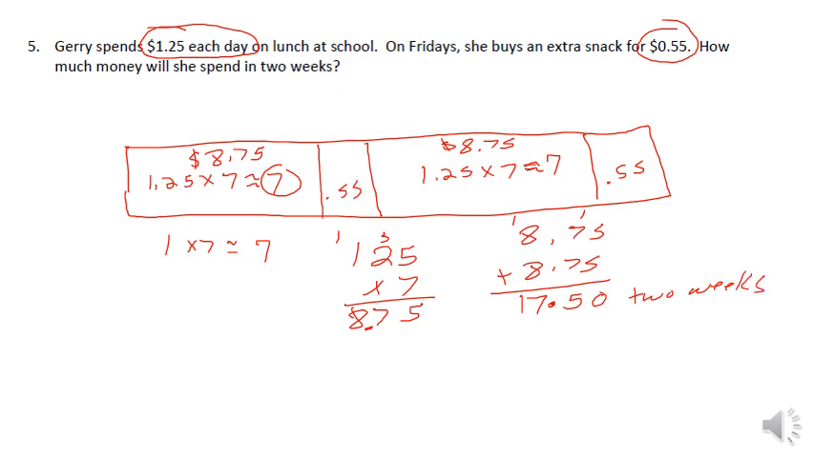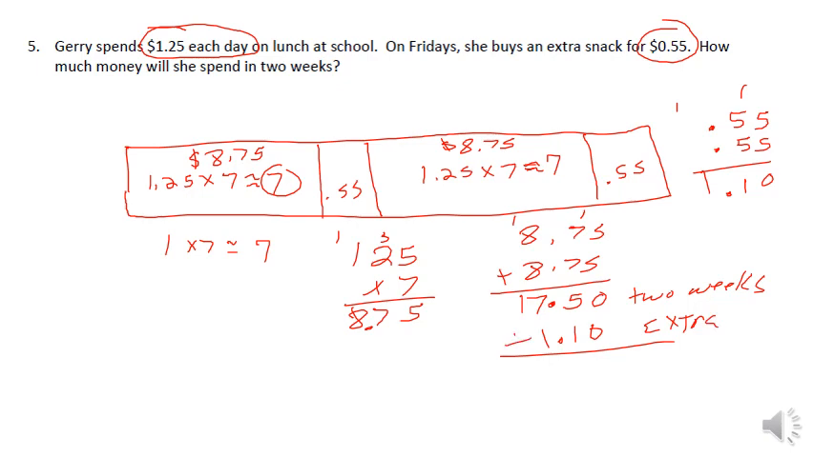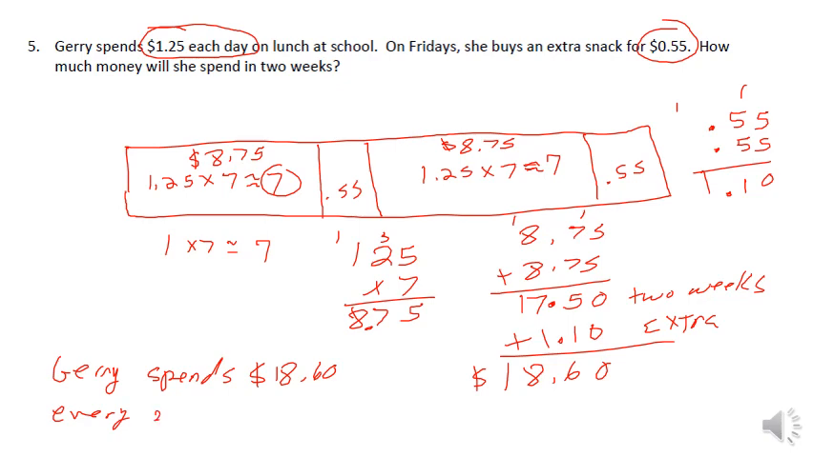But it says she spends 55 cents extra on Fridays. So 55 and 55. 5 plus 5 is 10. 5 plus 5 and 1 is 11. So she spends an extra $1.10. We add these up and we have 0, 6, 8, 1. So Jerry spends $18.60 every 2 weeks. Now there's different ways you could solve this with multiplication, but I believe this makes it the easiest way possible.